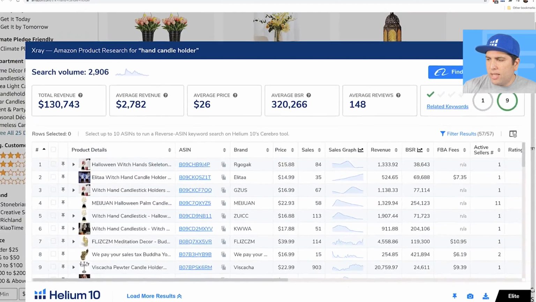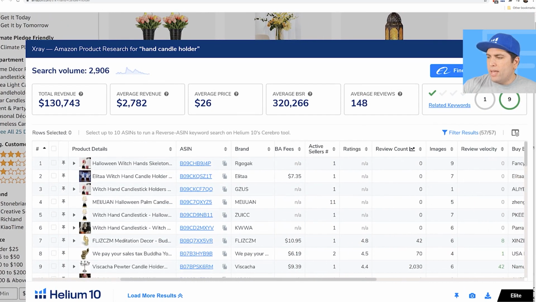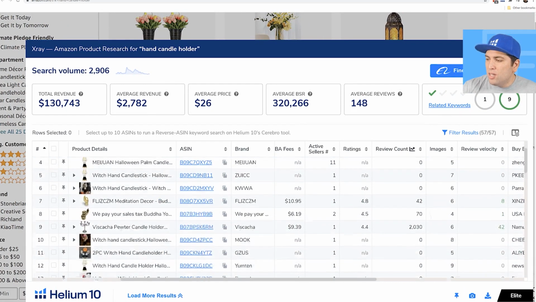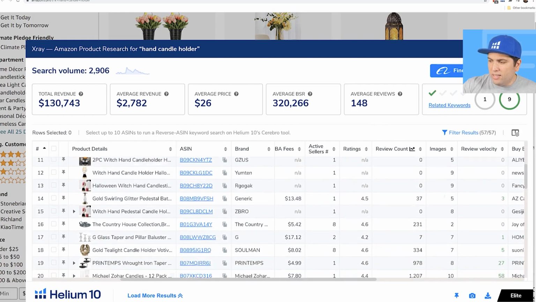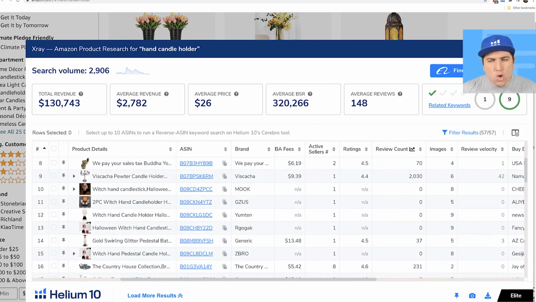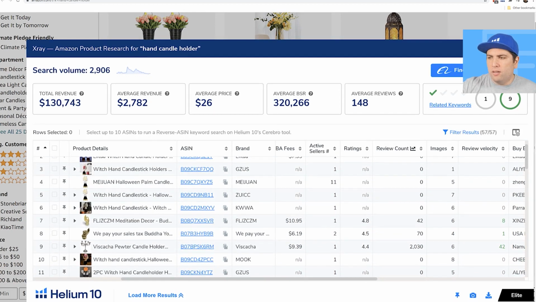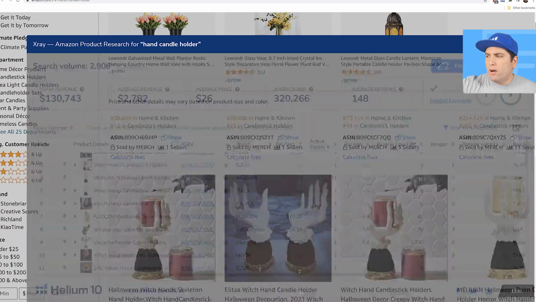And then take a look at these listings here on page 1. You can see right here the review count. Look how many have 0 reviews. Tons of them have 0 reviews. That's crazy. There's a bunch of newer products here. So that is very interesting to me. Let me just take a look at what else we have here on page 1.